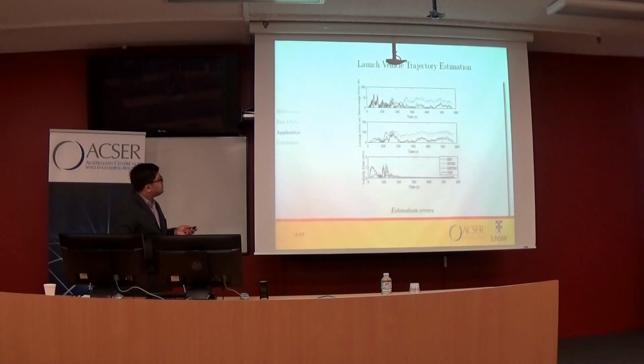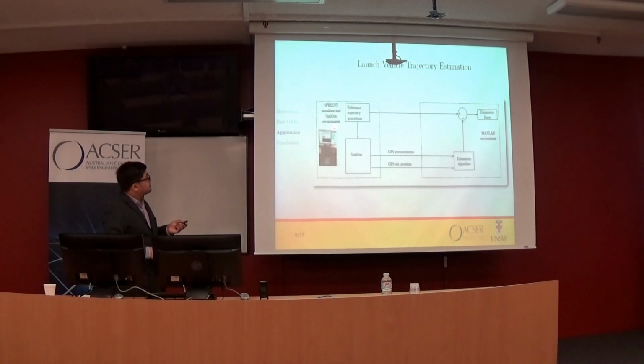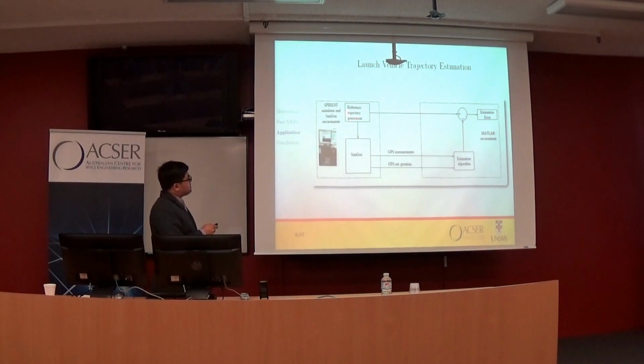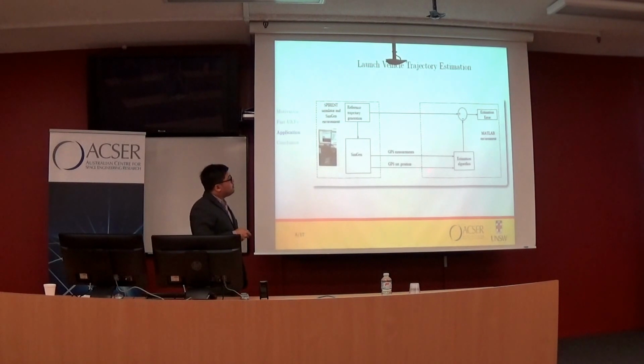Then we use this reference trajectory in the SPIRENT GNSS simulator. SimGen is the software interface for the SPIRENT. We put this reference trajectory in SimGen and command it to simulate. What SPIRENT does is it provides us the GNSS measurement as if the receiver is on the launch vehicle, and it gives us the GPS satellite positions. That information goes to the estimation algorithms, and we compare the output with the reference trajectory.